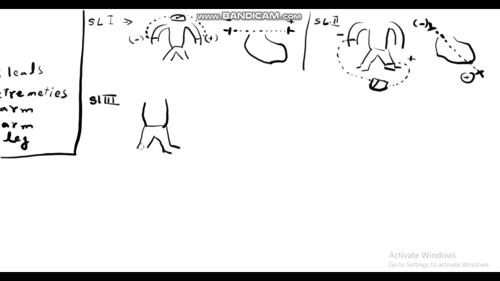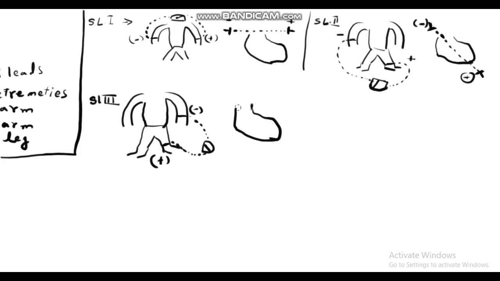Now let us see the standard lead 3. It is mainly placed on the left arm and the left leg and tells about the deflection between these two, from negative to positive. From the heart's point of view, it is on the left upper side and the left inferior side. So this is the way in which the leads are placed.